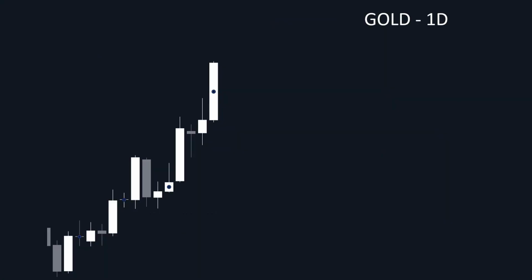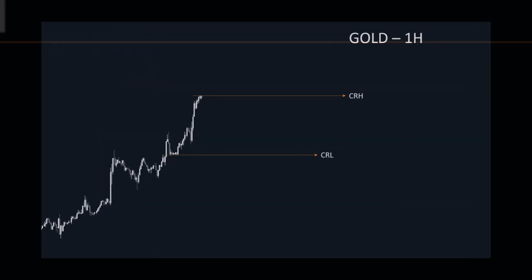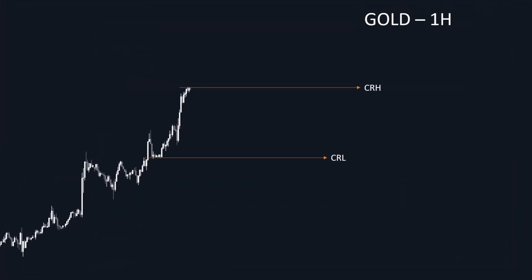Here's an example with gold on the daily time frame. We've marked the previous high and low, and on a smaller time frame, this big daily candle appears as a sequence of smaller candles moving up. As price reaches the previous high, it sweeps liquidity and moves back into the range. With a market structure shift indicating sellers are stepping in, we can set our sell limit as price retraces to a fair value gap or order block.